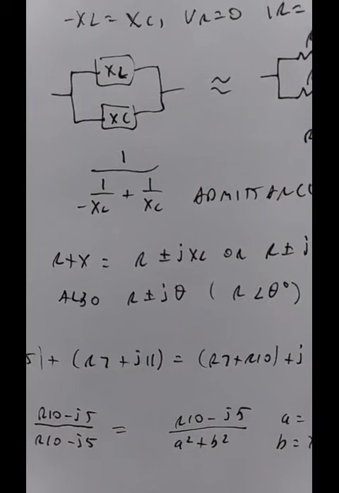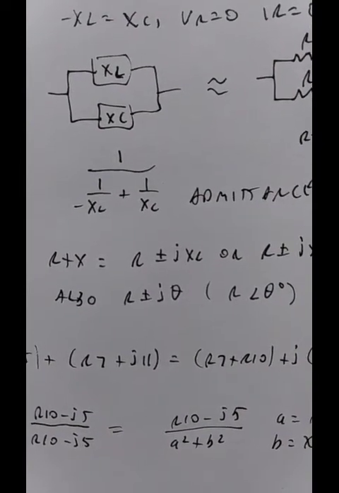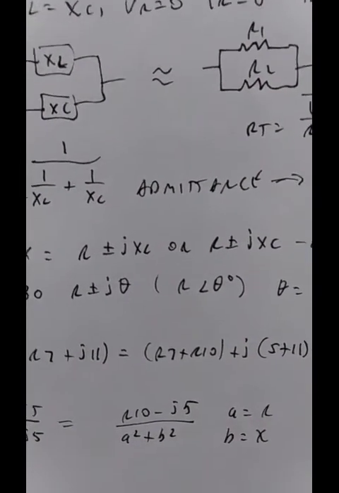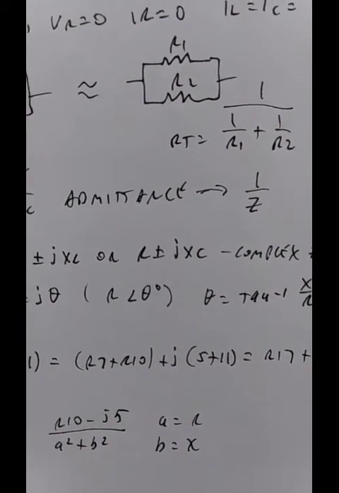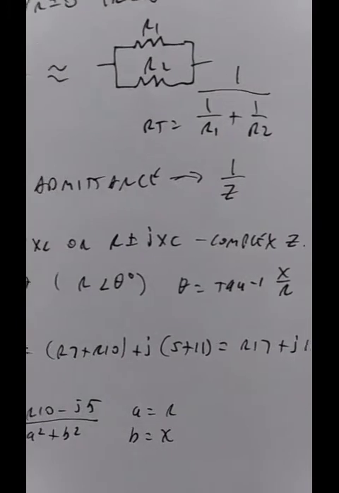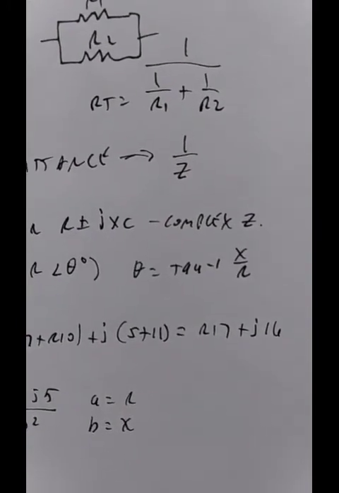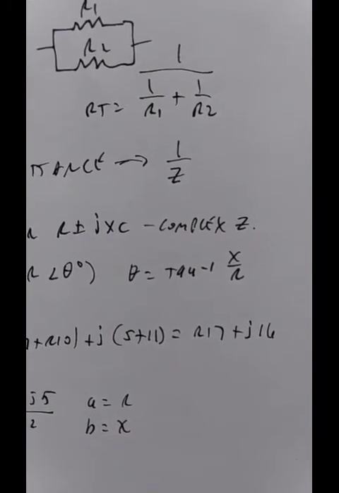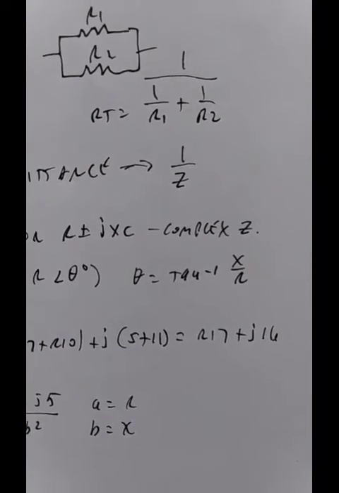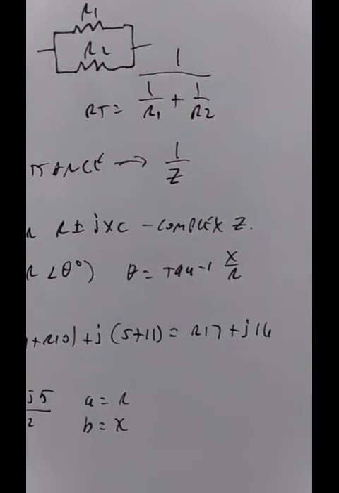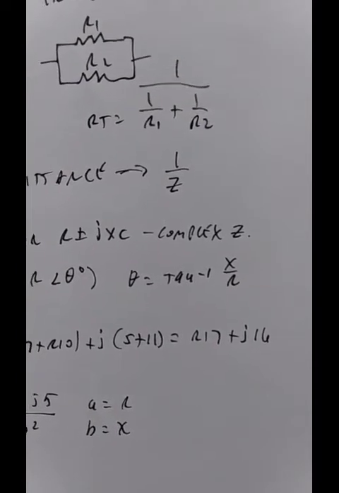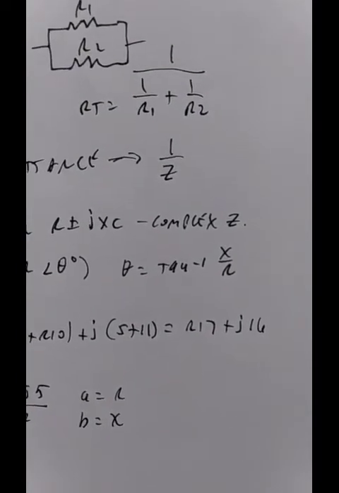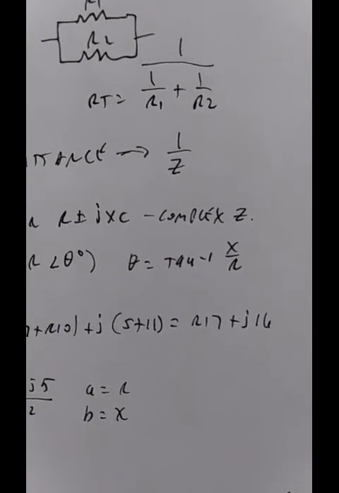That can also be expressed in polar notation. In angular notation it is R plus or minus j theta. You might see R with an angle of theta degrees, where theta is the arctangent of X over R, which is the arctangent of Q. The higher the reactance compared to the resistance, the higher the phase angle, approaching 90. If it's a purely resistive circuit, there's no phase angle.